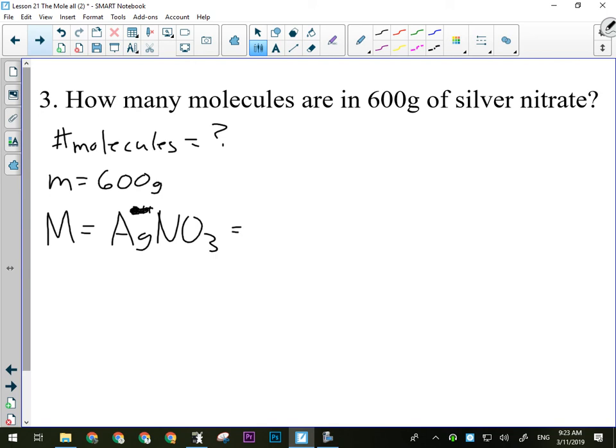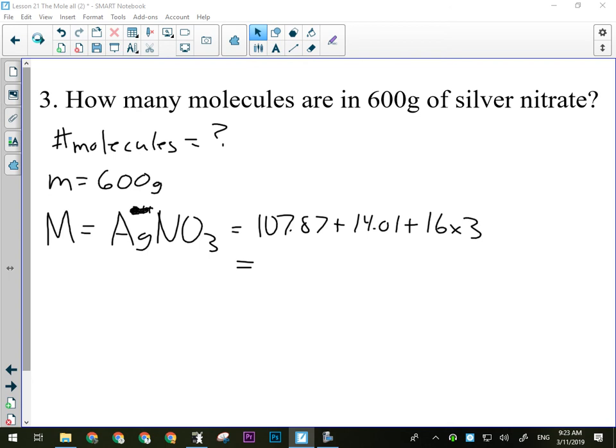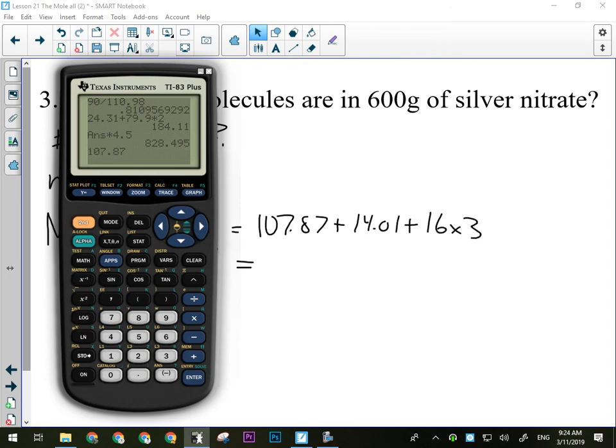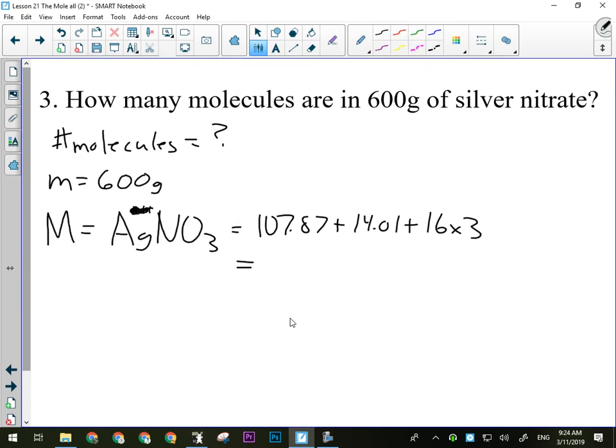All right, so to calculate that, silver's heavy. It's 107.87. So there's the silver, 107.87. We've got 1 nitrogen, so 14.01, and we have 3 oxygens. That gives 169.88. All right, so that's the mass of 1 mole of that stuff.